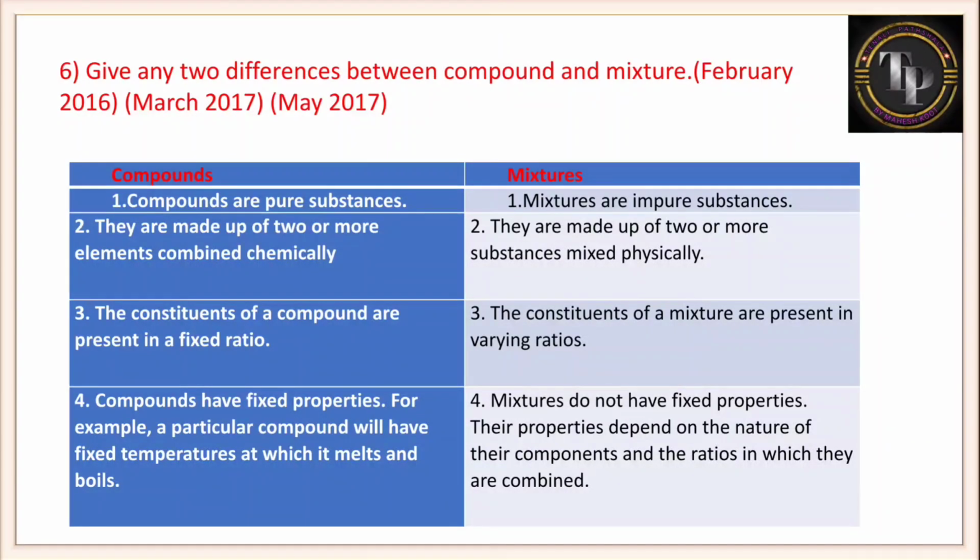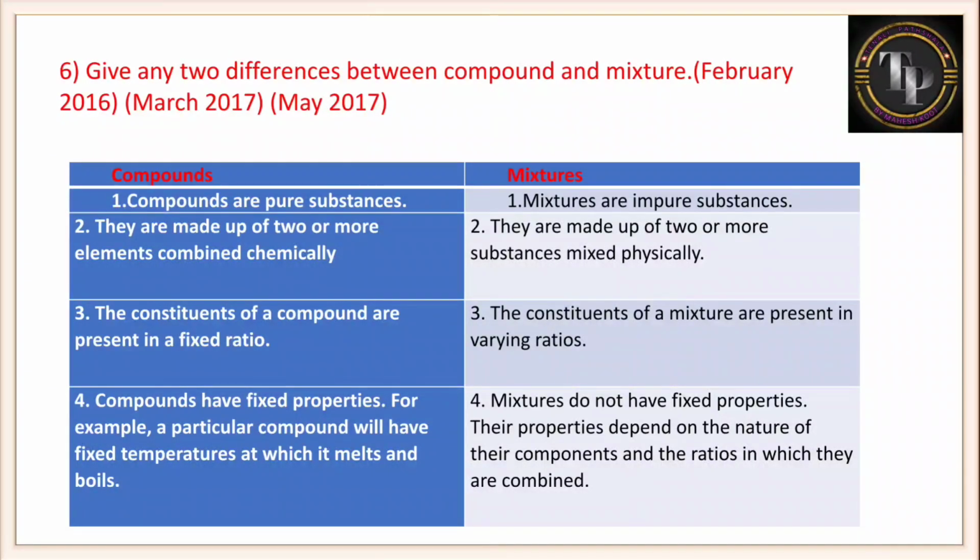Compounds have fixed properties. For example, a particular compound will have a fixed temperature at which it melts and boils. Mixtures do not have fixed properties. So these are the 4 differences between compounds and mixtures.